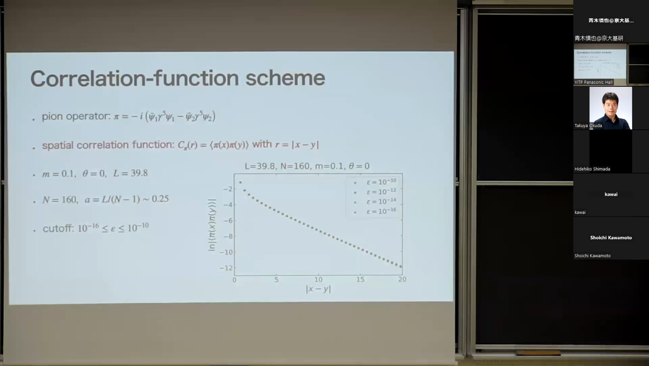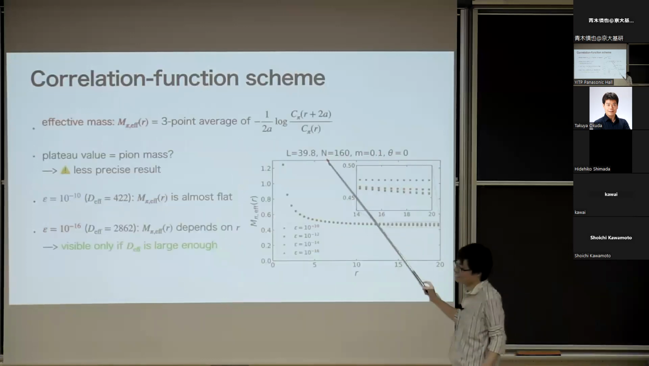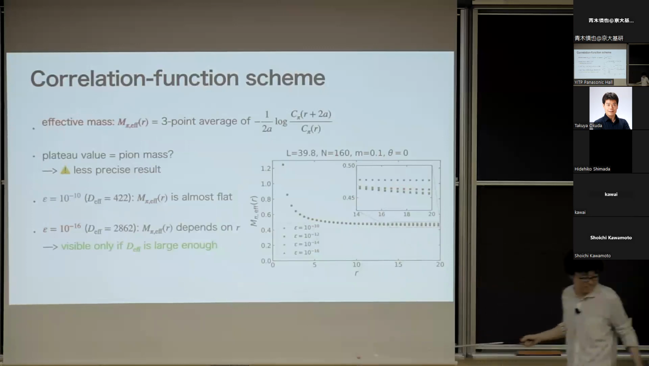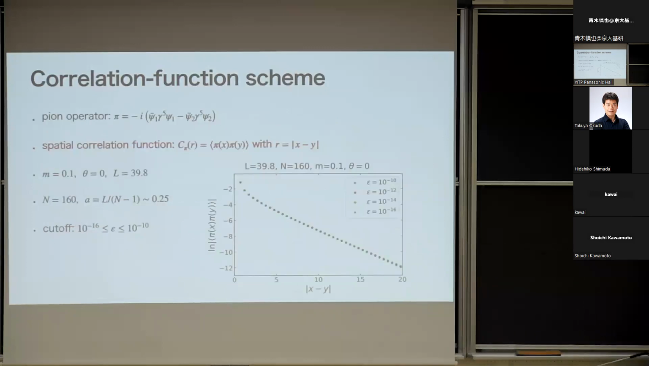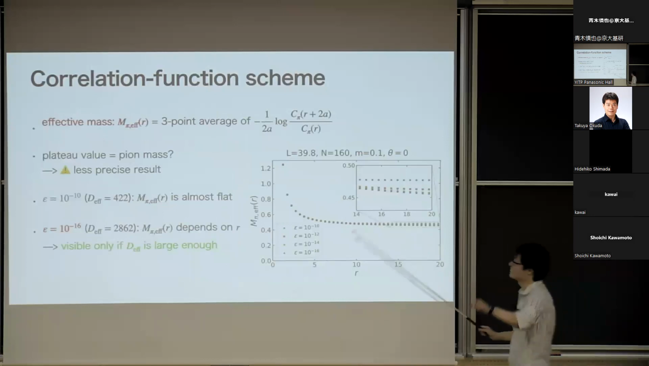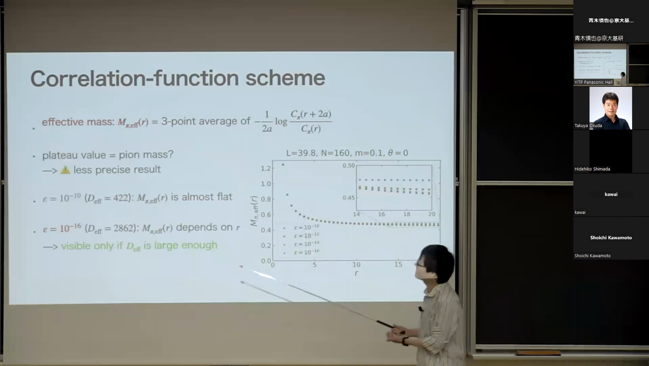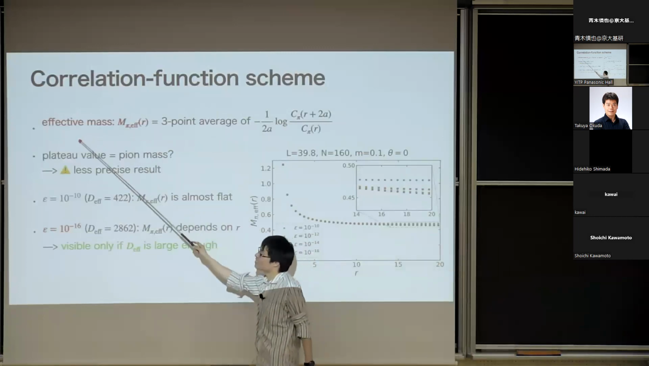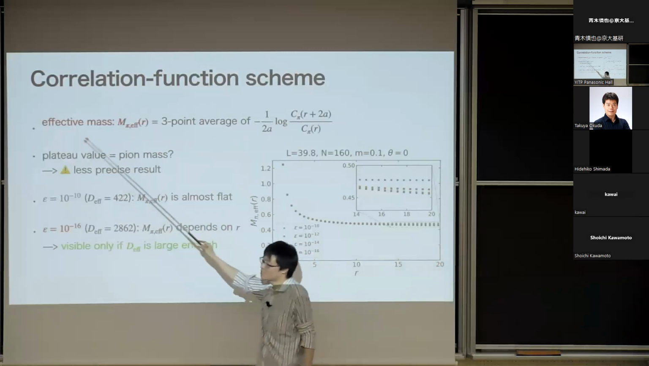So based on the conventional method in Monte Carlo, excuse me. I see. How did you choose the bond dimension? I will explain. Yeah. Okay. So usually it's convenient to calculate the effective mass.